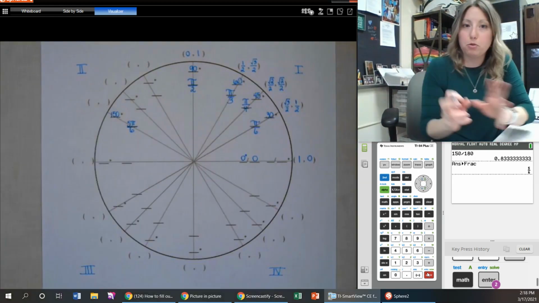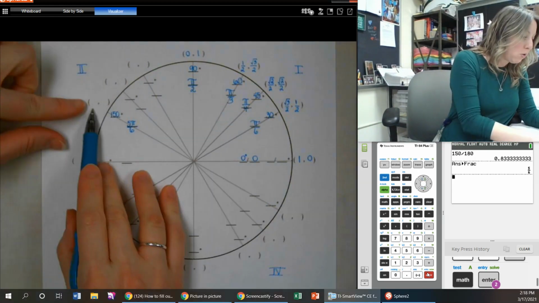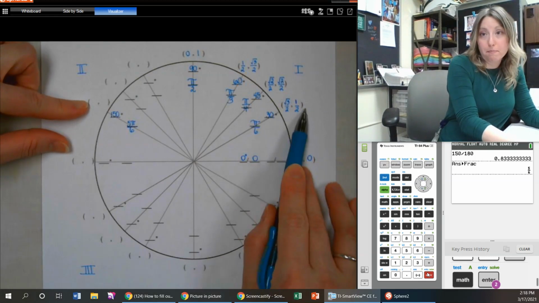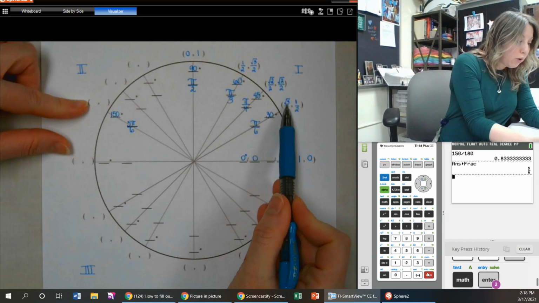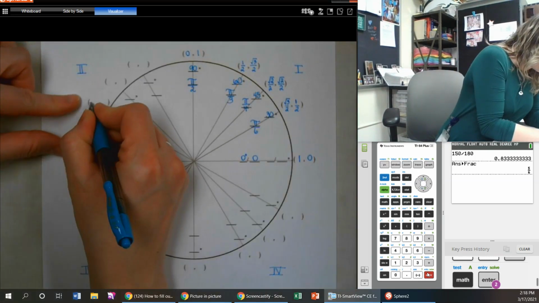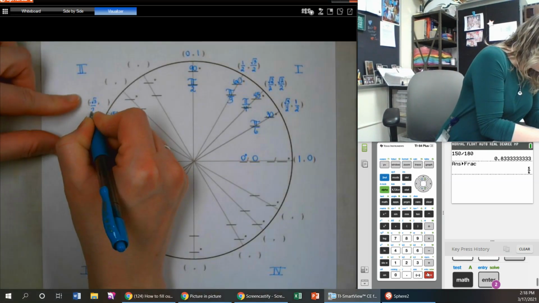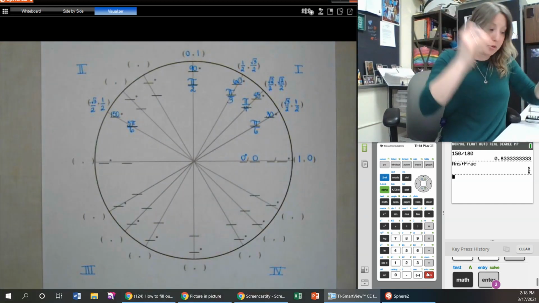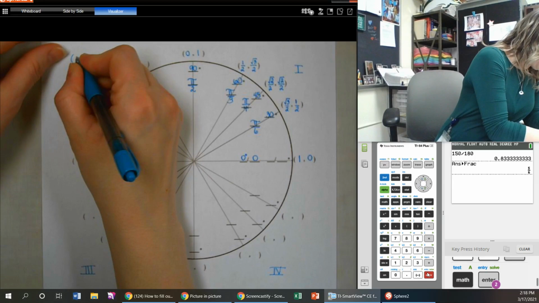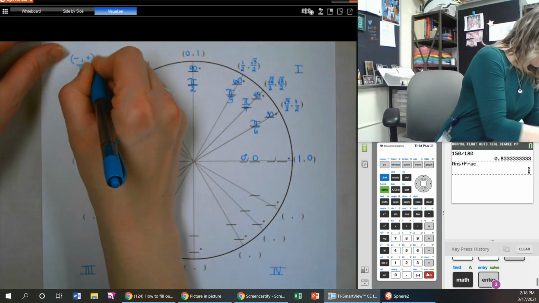Oh, I'm so sorry. I got to do my coordinate first. My coordinate is the same as this coordinate, except now the x is negative. So radical 3 over 2 is just negative. 1/2 stays positive because we're in the positive y's still up here, right? This is positive y's, negative x's, positive y's.